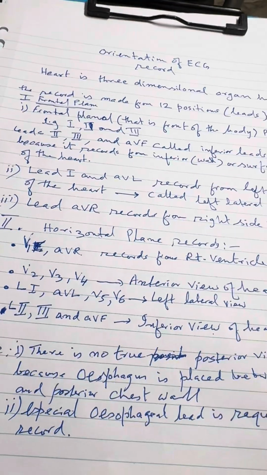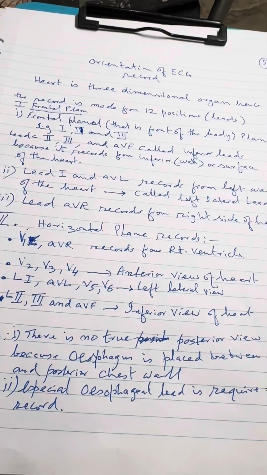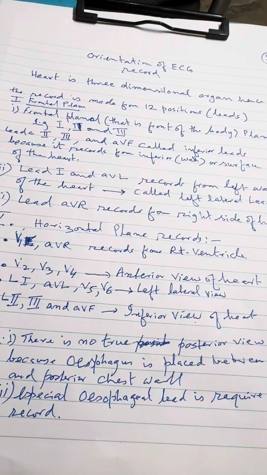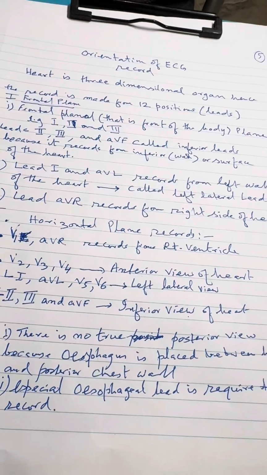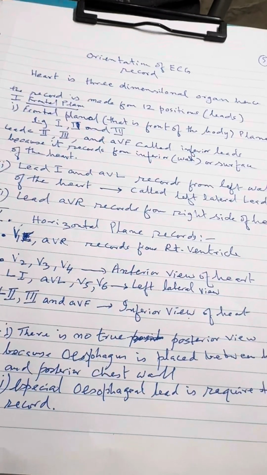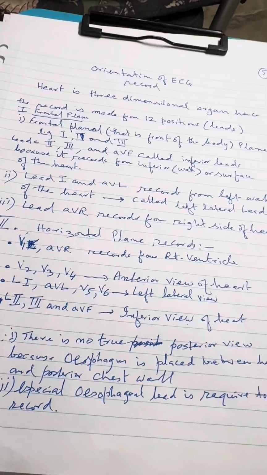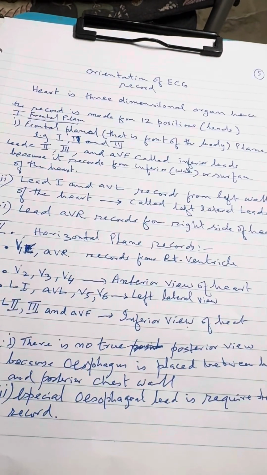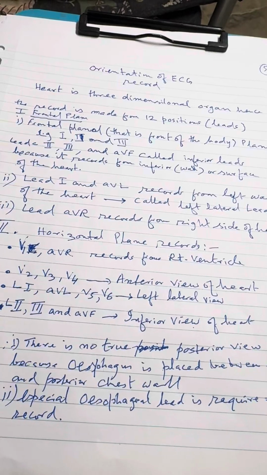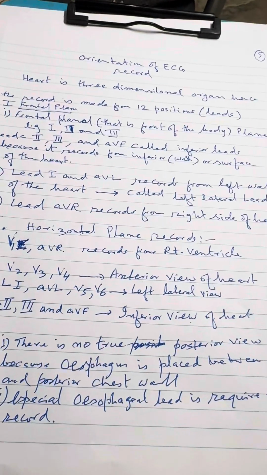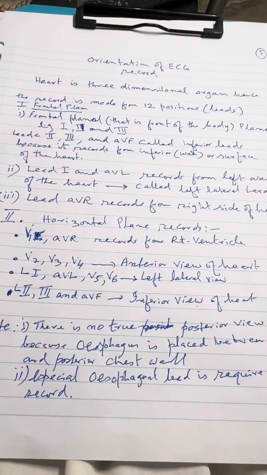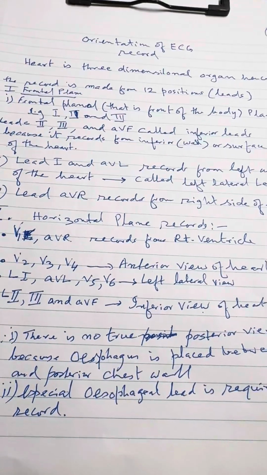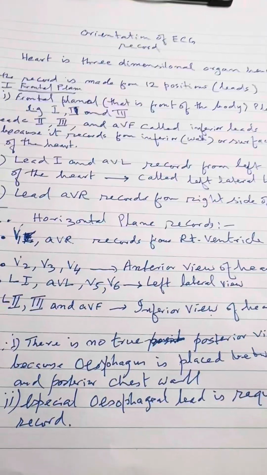Then how to record this posterior activity? True posterior activity is recorded by a special electrode which is known as esophageal electrode, which is also required in some different type of problem, and this is known as esophageal lead. Esophageal lead is not the part of the 12 leads. It's only taken when it is needed. So this completes the lecture on recording.